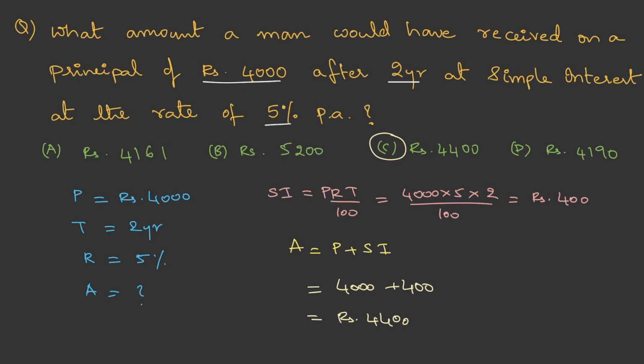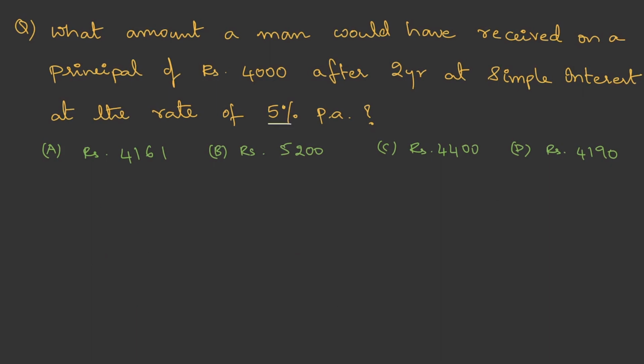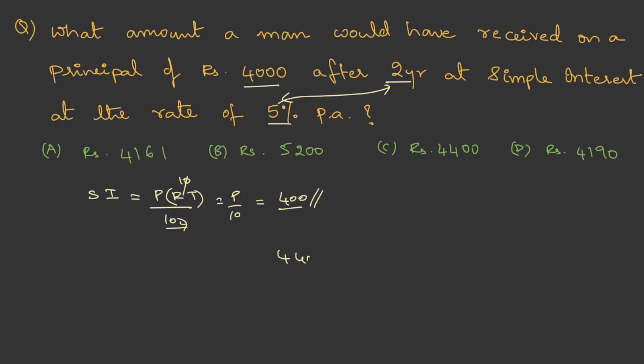Now instead of doing it in this lengthy process, we can speed up by doing mental calculation, something like this. Look at the rate and time. Simple interest is PRT by 100, so we are multiplying R into T. 5 into 2 is 10, then 10 by 100 gives P by 10. P by 10 means 4000 by 10, that is 400. Till here we could have done it mentally, with no need to put pen on paper. Then they are asking for the amount, so add this 400 to the principal, that is 4400. If you are good at calculations, you could do it directly. So whichever is convenient, you can go in that format.